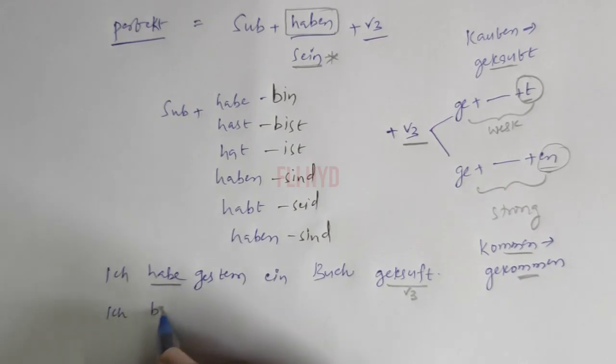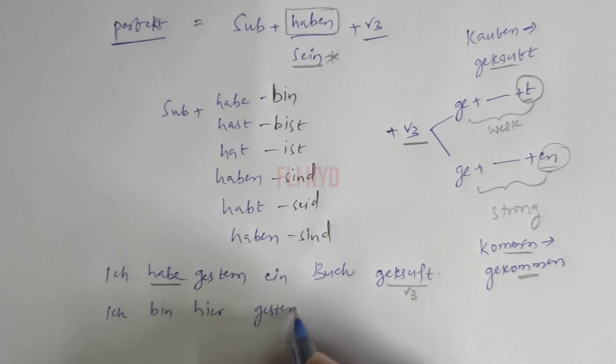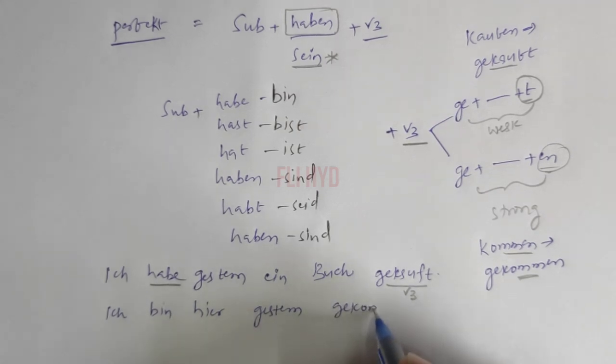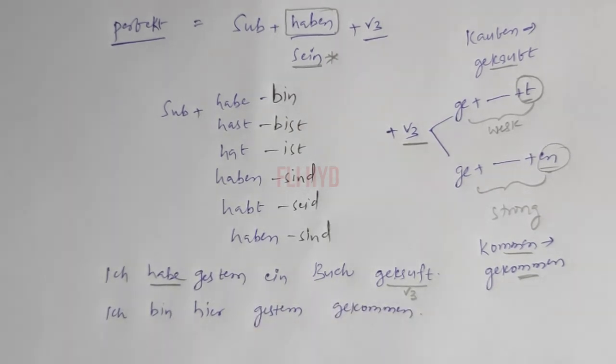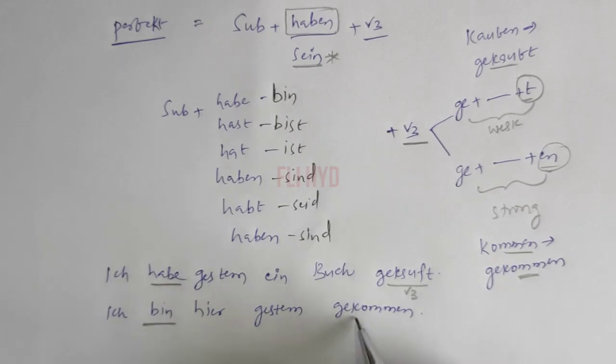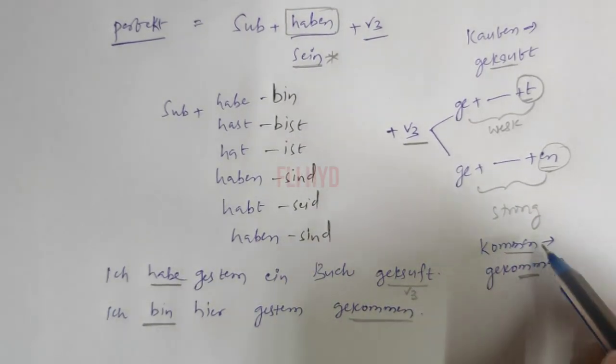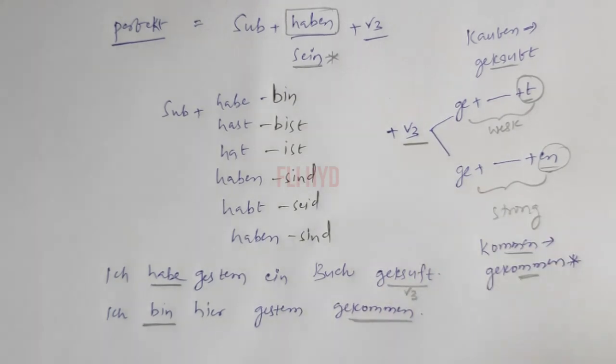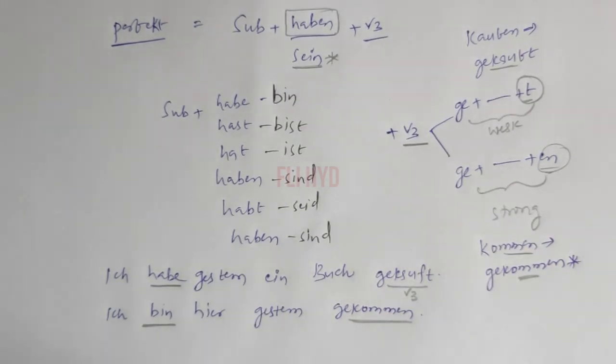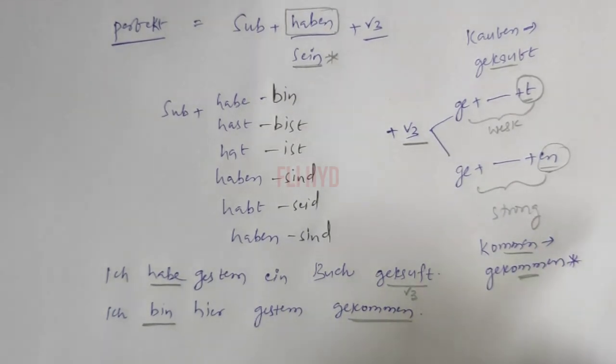And ich bin hier gestern gekommen. I have come here yesterday. Here kommen is a verb that comes with the sein form. So ich bin hier gestern gekommen. I have come here yesterday. So this is present perfect.